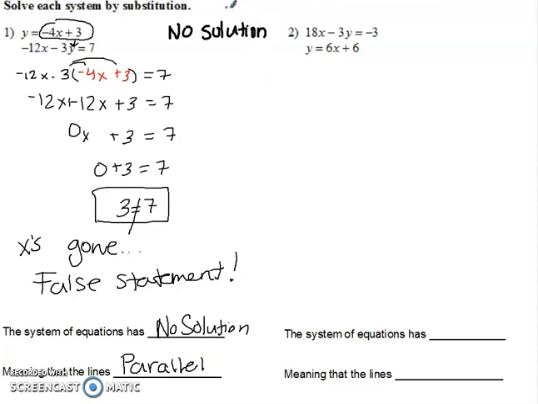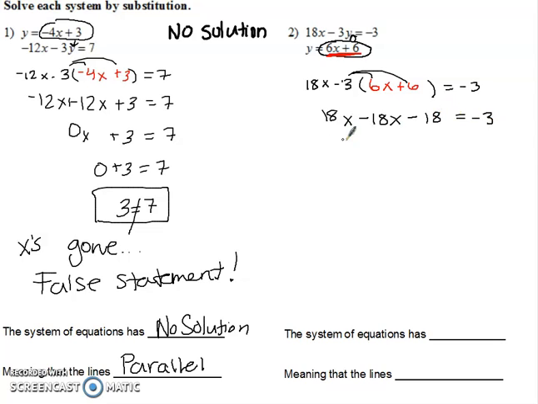Number 2, I'm going to have you go ahead and pause the video and try solving this one using substitution on your own. I know what y equals, 6x plus 6, so I'm going to substitute that in for y in my other equation. 18x minus 3 times y is equal to -3, but I know what y equals, that's 6x plus 6. So now this is something I can solve. 18x minus 3 times 6x is 18x. -3 times +6 is a -18, and that's equal to -3.